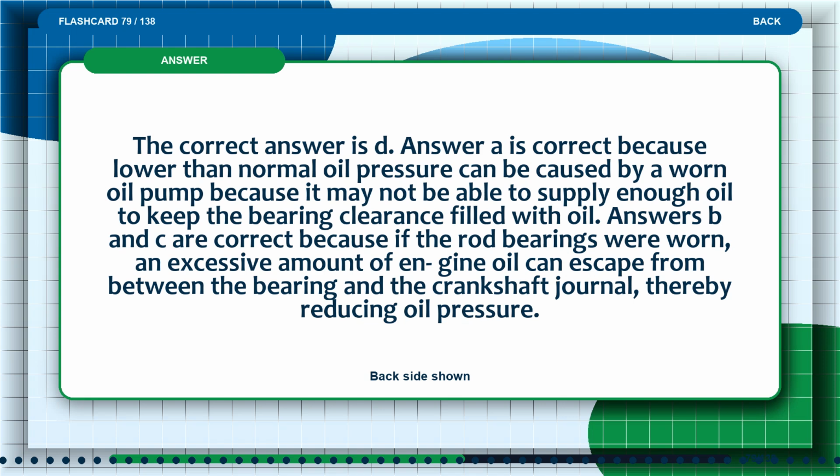The correct answer is D. Answer A is correct because lower than normal oil pressure can be caused by a worn oil pump because it may not be able to supply enough oil to keep the bearing clearance filled with oil. Answers B and C are correct because if the rod bearings were worn, an excessive amount of engine oil can escape from between the bearing and the crankshaft journal, thereby reducing oil pressure.